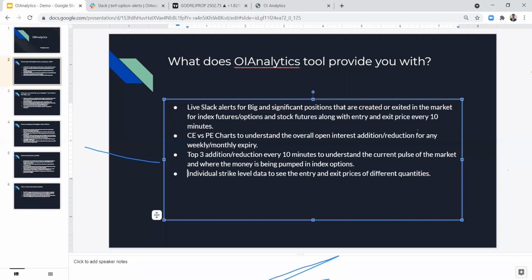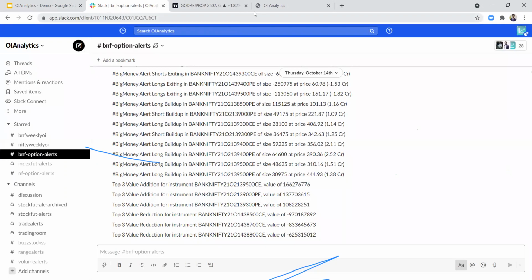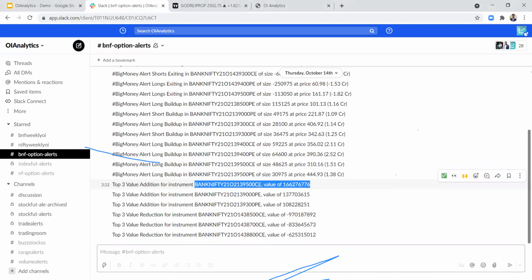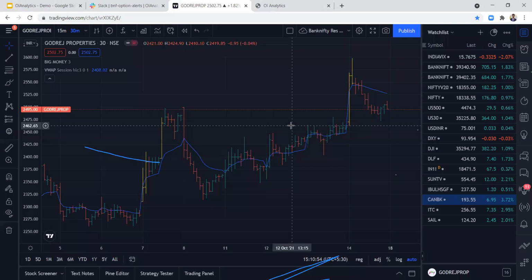Now also we can see the individual strike level data to see entry and exit prices of different quantities, right? Let's say as an example, on October 14th market close, we are seeing that the Bank Nifty top 3 value addition strike is the 39,500 call, for example, right? So we can go and check what prices these quantities got added at in the individual strike level data.